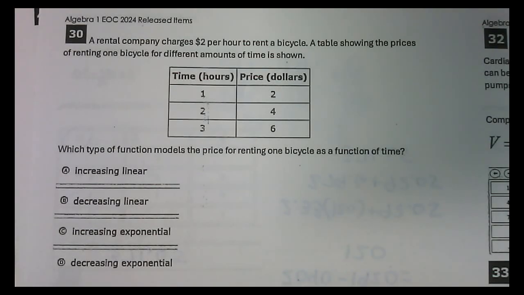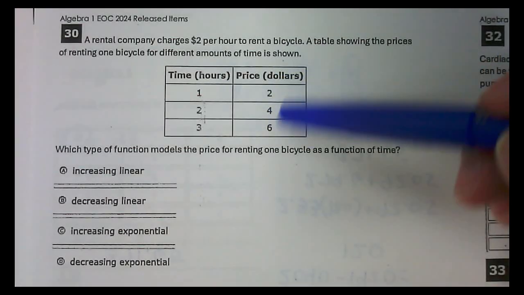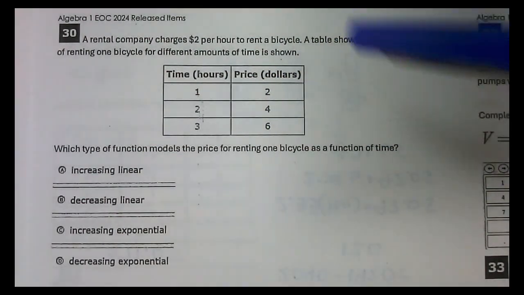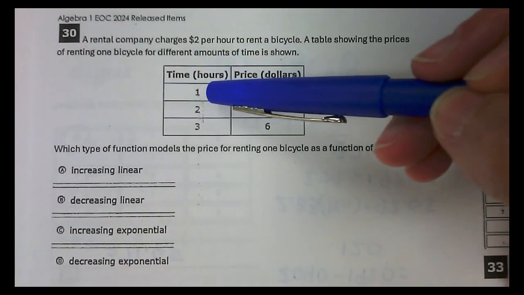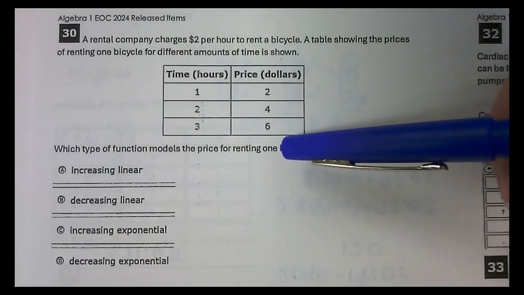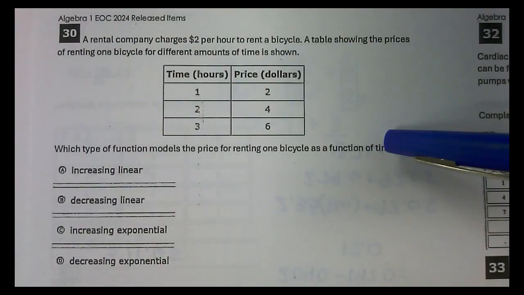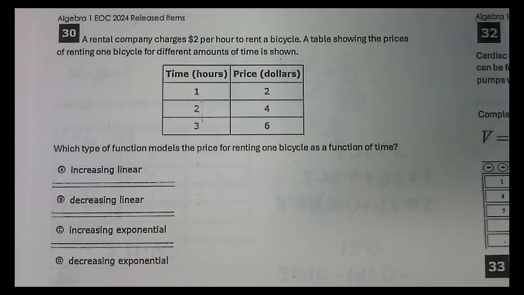All right, my suggestion is you read the question, so pause the video and read. In this question, we have a table of values that represents the rental charges for a bicycle, and it says it's $2 per hour, so we can see the time and the price. Which type of function models the price for renting one bicycle as a function of time?